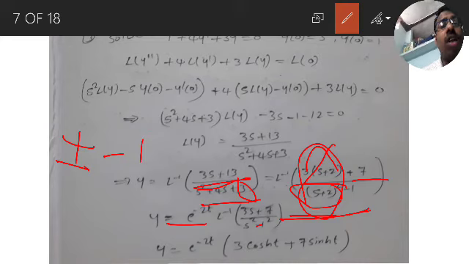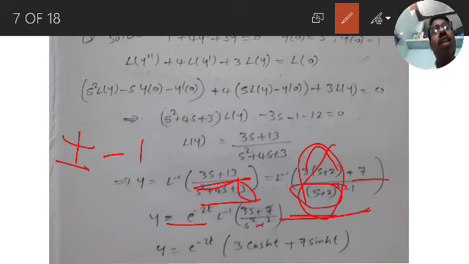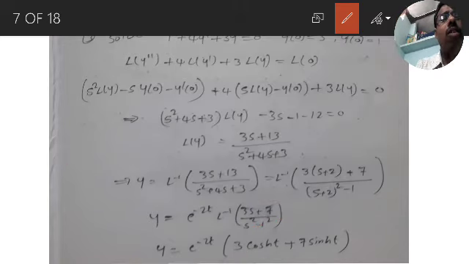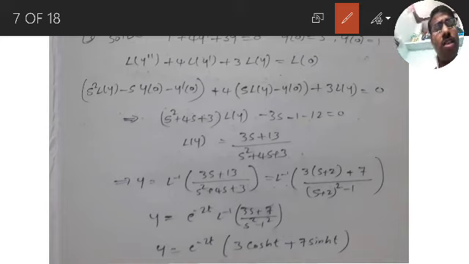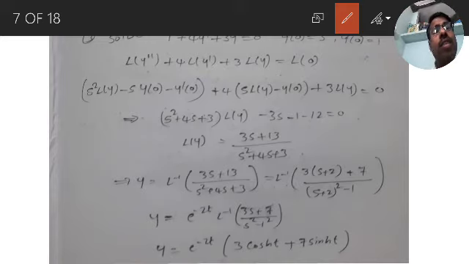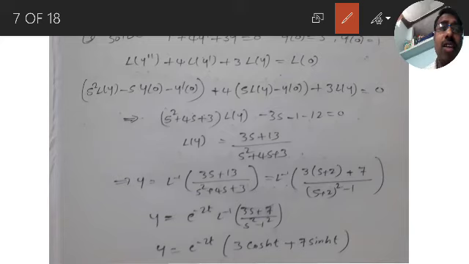Now, constants outside by linear property, 3 outside L inverse of s by s square minus 1 square, plus 7 outside L inverse of 1 by s square minus 1 square. Therefore, it comes under standard formulas. What is L inverse of s by s square minus a square? Cos ht. Here cos ht. And what is the L inverse of 1 by s square minus 1 square? 1 by a sin ht. Here a equal to 1, therefore it is sin ht.